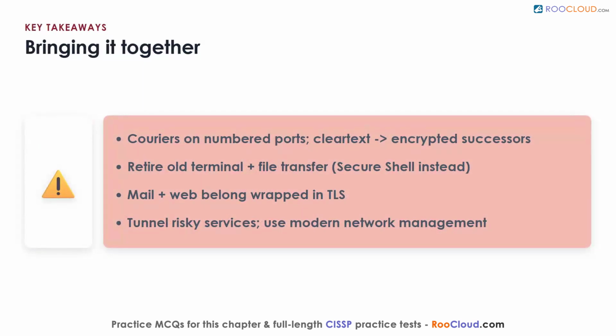So let's bring it together. Application layer protocols are specialized couriers, each on its own numbered port. The unifying lesson is that legacy plaintext protocols have secure successors, and you should always reach for the encrypted one. Retire the old terminal and file transfer protocols in favor of secure shell and its secured variants. Run all 3 mail protocols and the web protocol wrapped in transport layer security. Tunnel the riskier service protocols through a VPN and use only the modern encrypted network management version. When in doubt, choose the sealed envelope over the postcard.